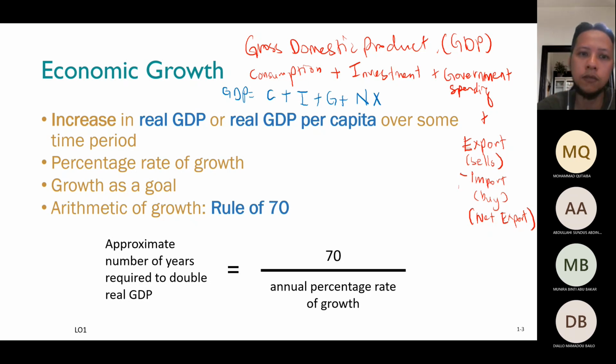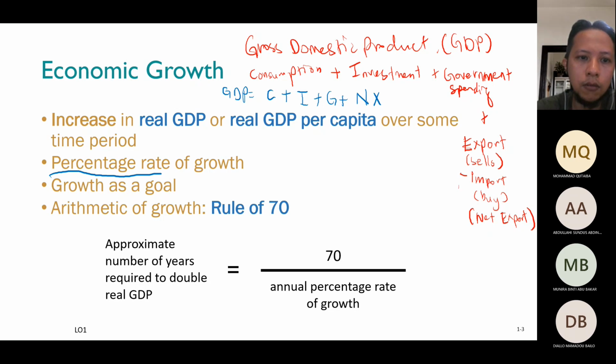which is export minus import. Then every year, you see, for example, the GDP of the US is this much, and the GDP of Malaysia is that much. The figures represent consumption, investment, government spending, and also net export. Economic growth is looking at how much the figure increases over a time period. And usually we do not look at the figures in terms of dollars, but at the percentage rate of growth.